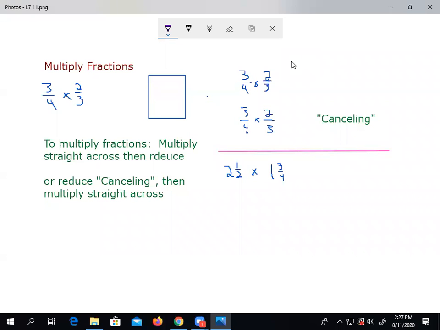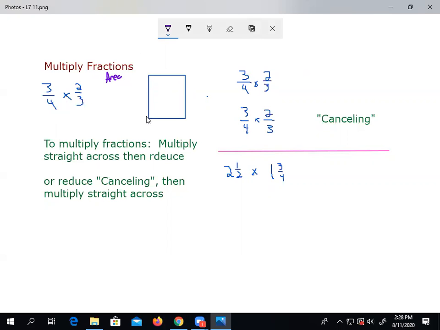So as we begin a new round of videos, I want to start this one with multiplying fractions. So let's look at the example 3/4 times 2/3. And one of the easiest ways to see this is using what we call the area model. Remember, to find the area of a rectangle, you multiply the side times the side.